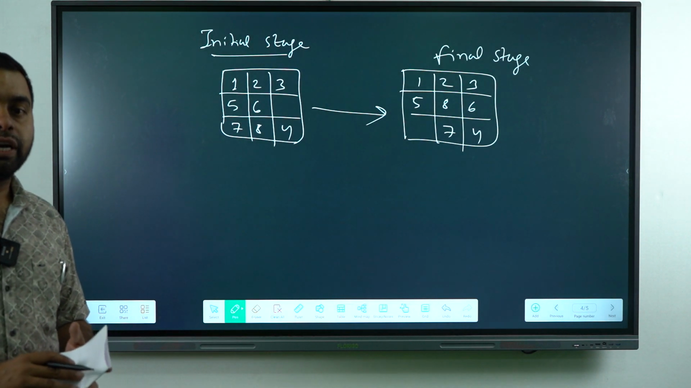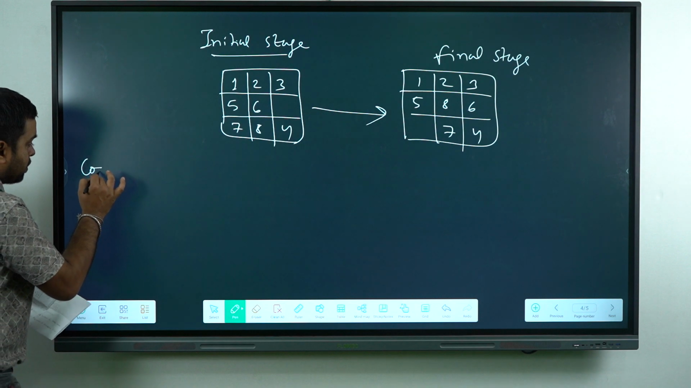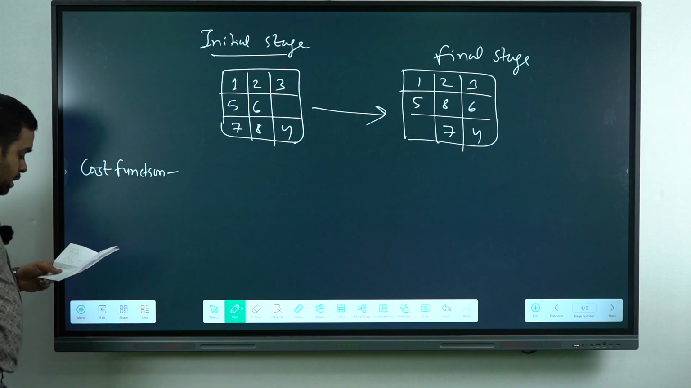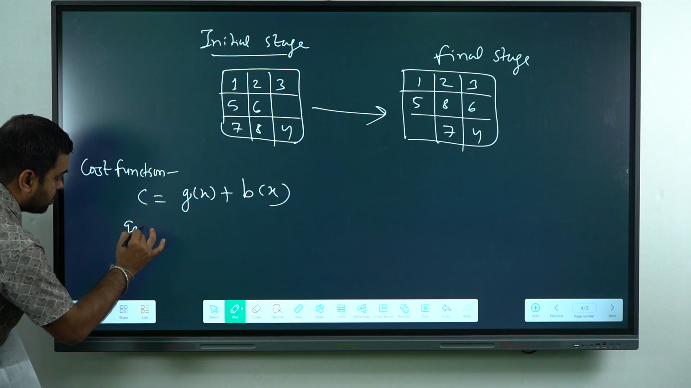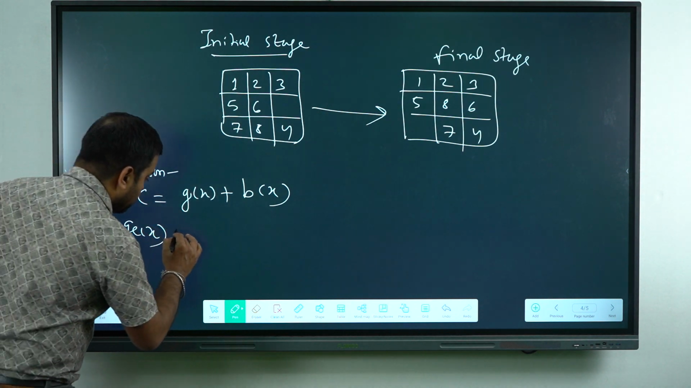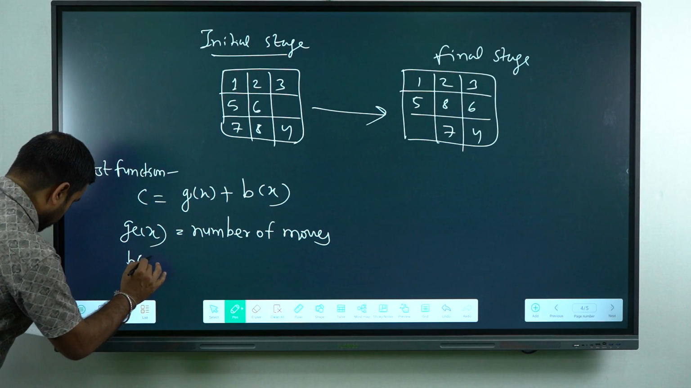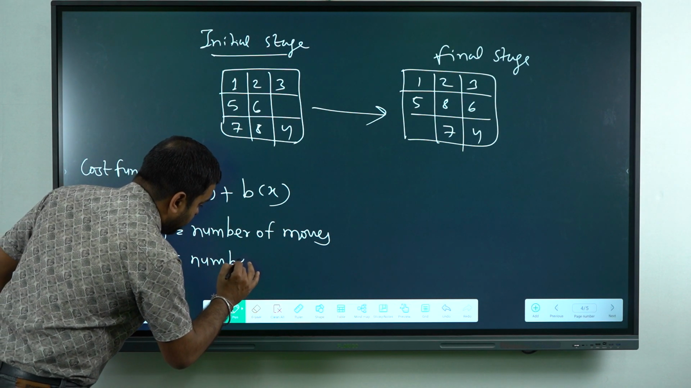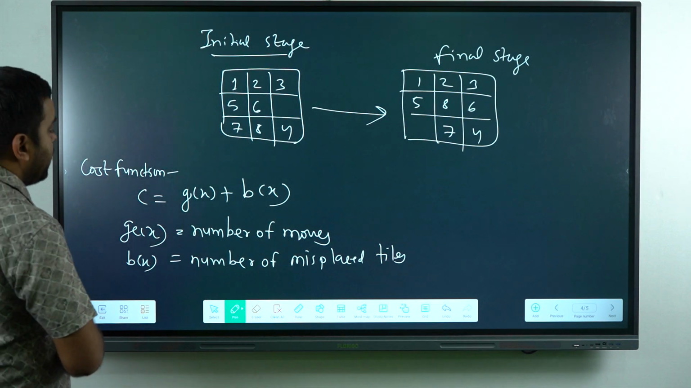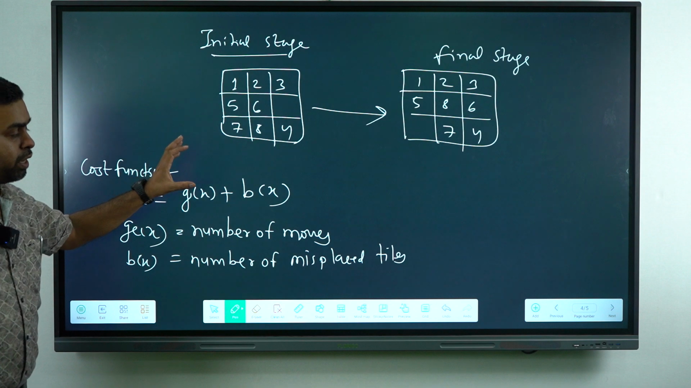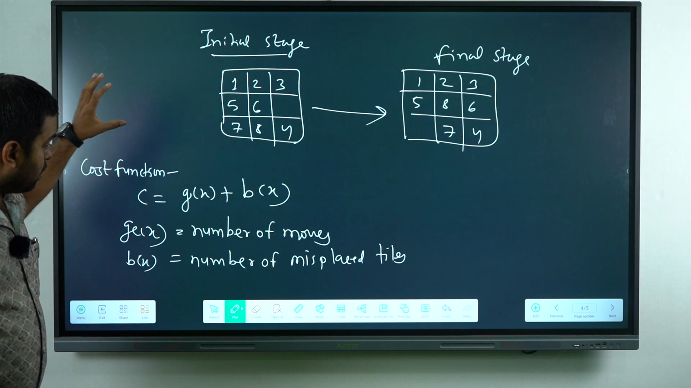For the least cost method, we have to calculate the cost for every step, and for calculating, the cost function is C equal to Gx plus Bx. What is Gx? Gx is the number of moves. Bx is the number of misplaced tiles. Number of moves and number of misplaced tiles. This is the formula by which we are calculating the cost. Okay, so let us go for the solution of that particular question using the least cost branch and bound method.